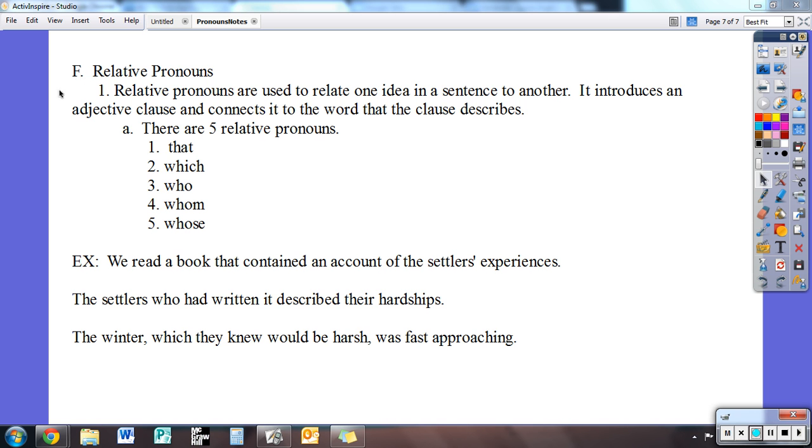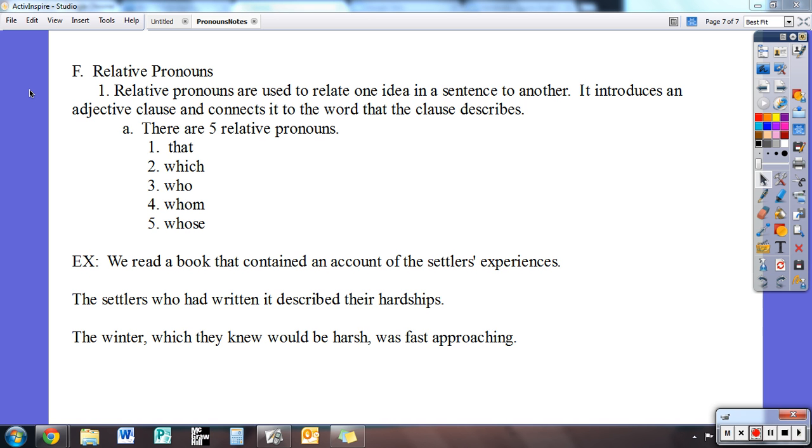So the definition of a relative pronoun: relative pronouns are used to relate one idea in a sentence to another. So we're connecting something, or we're showing that there's a relationship there, okay? It introduces an adjective clause and connects it to the word that the clause describes. Now, you know what an adjective is. An adjective describes a noun or a pronoun, right? So don't freak out over these fancy words. Adjective clause. Clause just means there's more than one word.